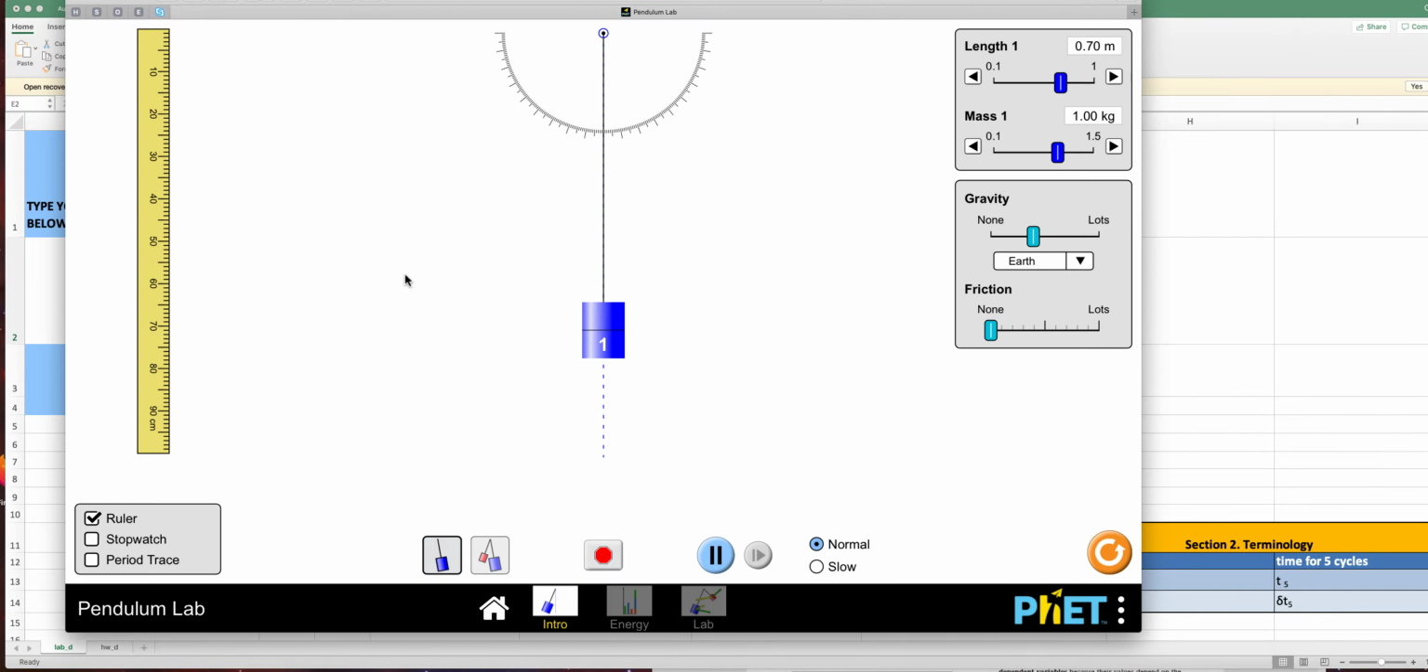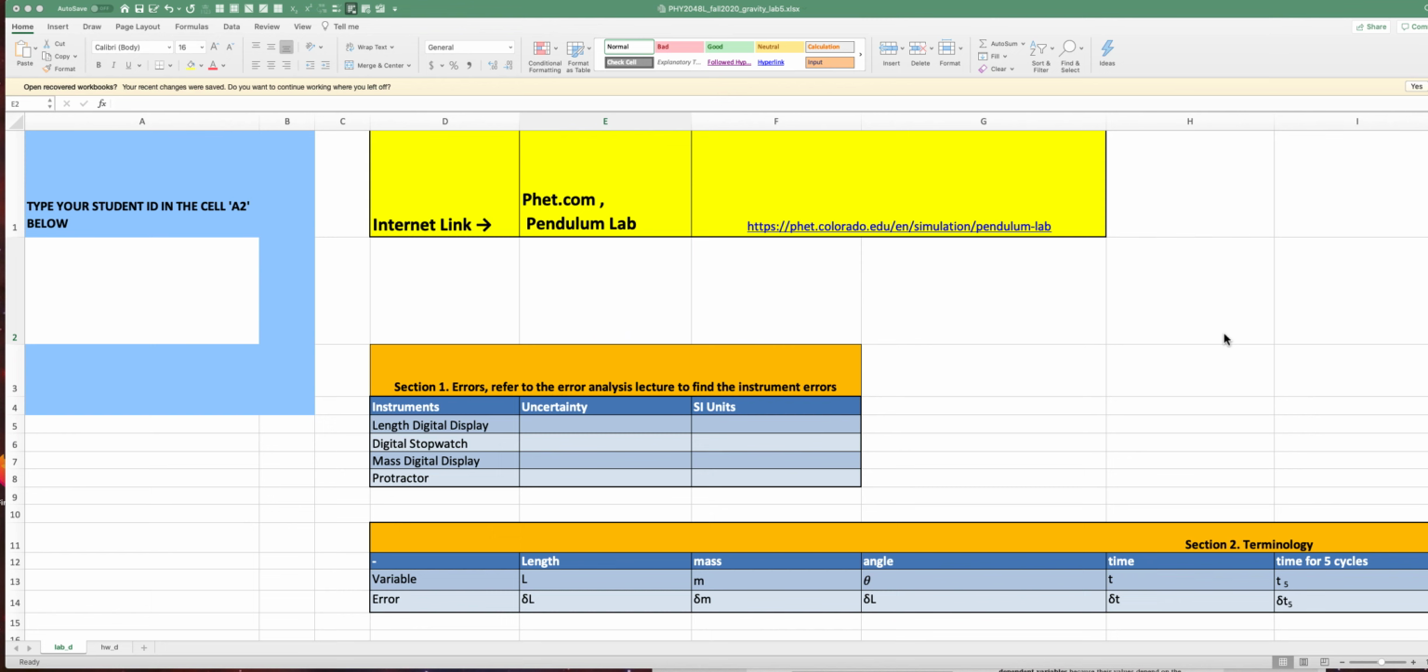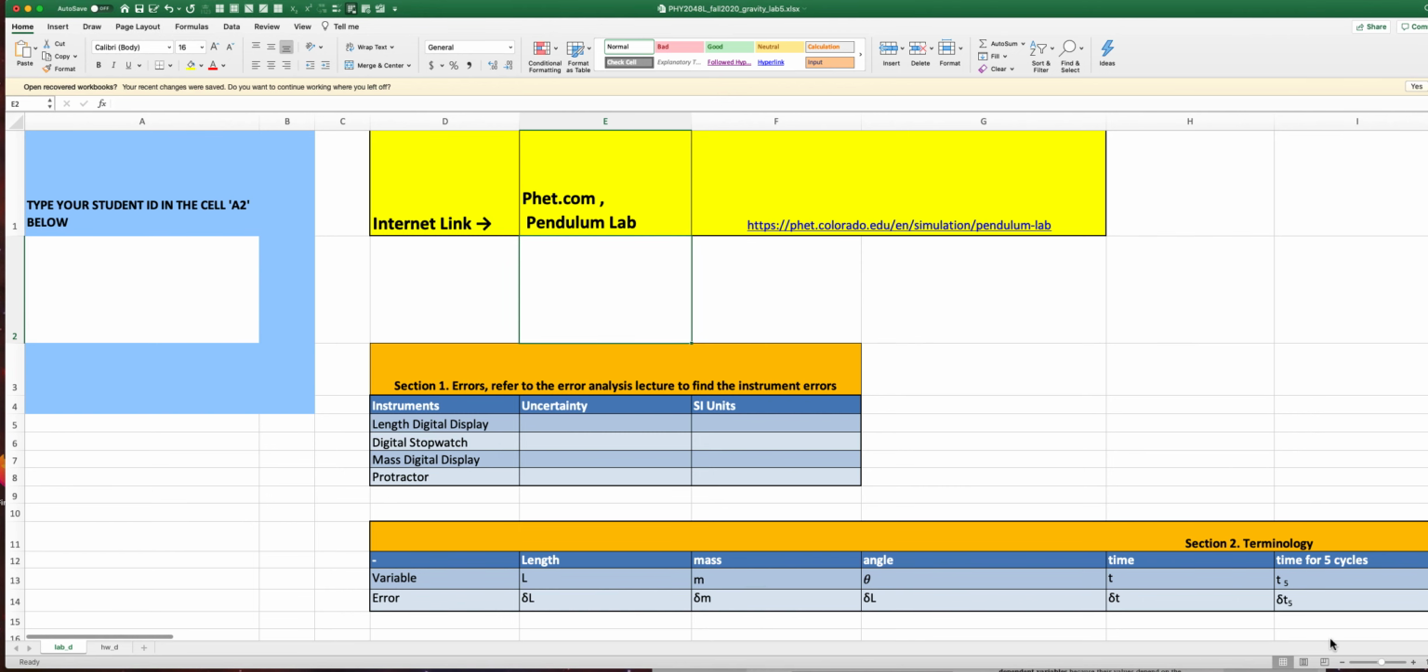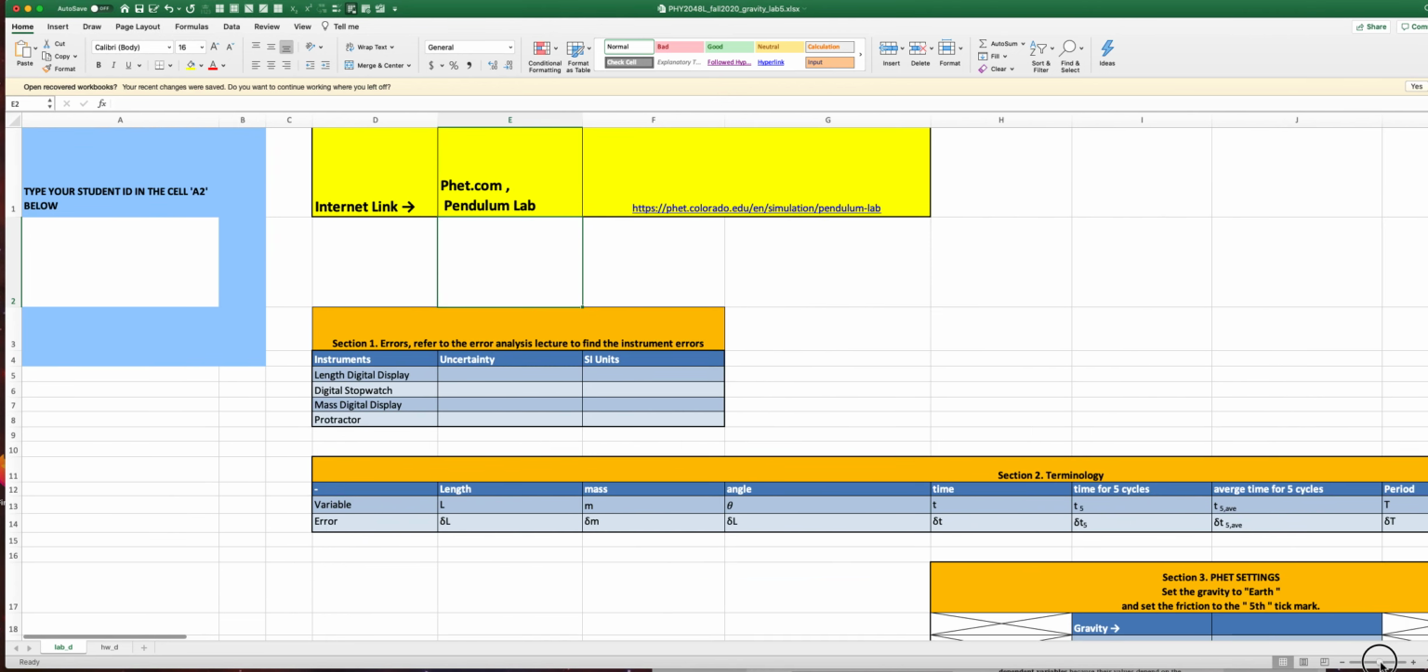Then you're going to click on intro. This is where you're going to perform the lab. You're just going to move this thing side to side, make some adjustments and take some measurements, but we'll come back to that in a little bit. So let's see the different parts of the Excel spreadsheet.